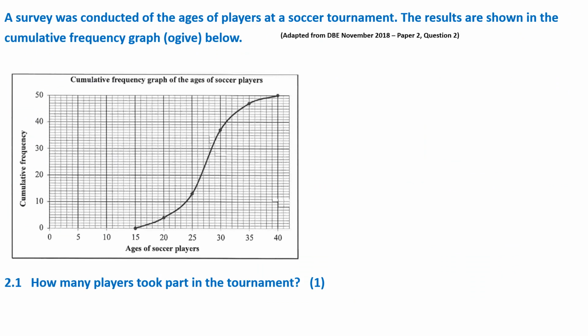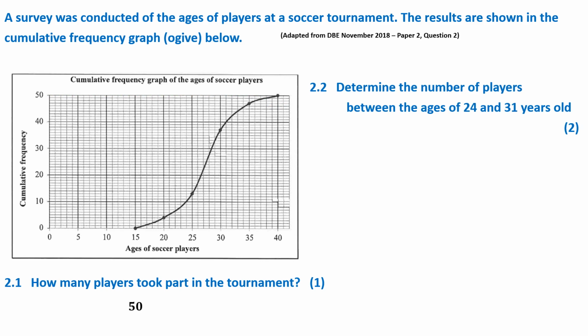All right, sometimes they give us an ogive and ask us questions about it. This comes from the November 2018 paper. And the only difference is if they give us an ogive, they expect us to be slightly more accurate in our readings. So first of all, how many players took part in the tournament? I'm looking for the highest point on my ogive, which is that point, and 50 is my frequency. So don't mistake it for the 40 down below. 40 is the ages of the players. Frequency is on the y-axis. So my cumulative frequency is 50, so 50 people took part.